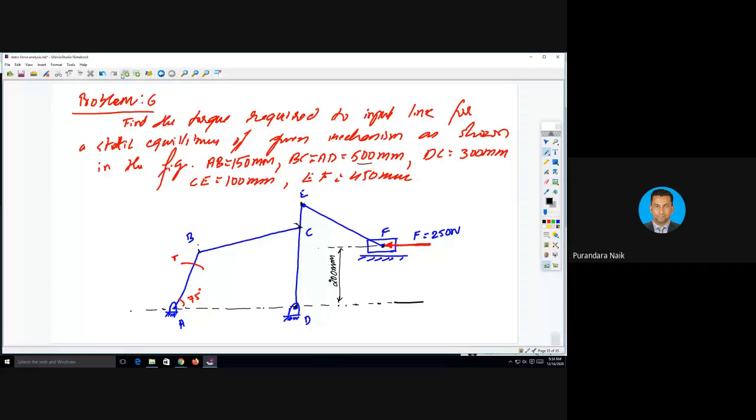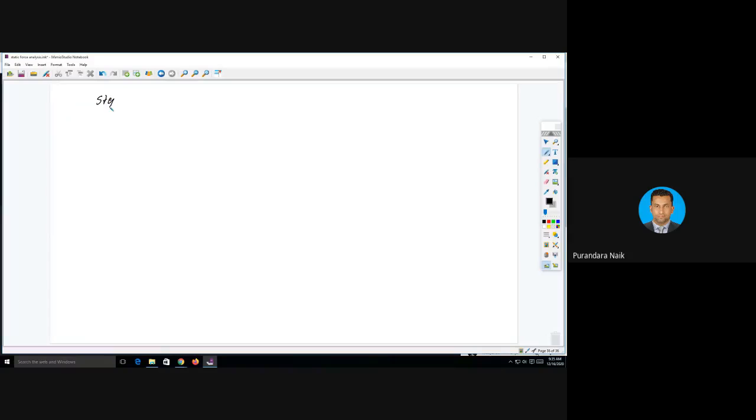Okay. So the next is step one. Step one, drawing scale: 100 millimeter is equal to 1 centimeter. Can you draw the figure, or shall I do it? I hope you will do it. We'll go to the next step.